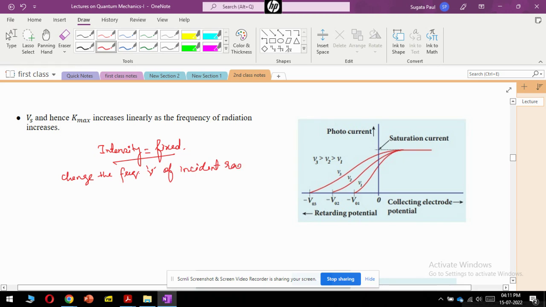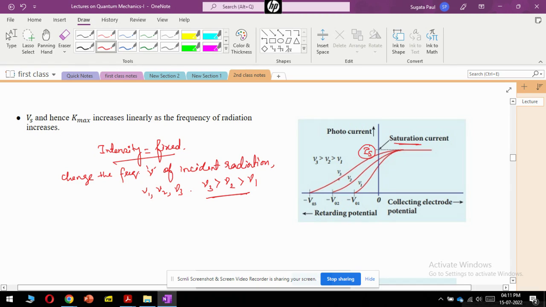Okay. So in this case, you can see that we have used three different frequencies, mu1, mu2 and mu3, which have a relation such that mu3 is the greatest of all, then mu2 and then mu1. And what change do you see in the curve because of this change? We see that the saturation current value, which is Is over here, is fixed for all the cases.